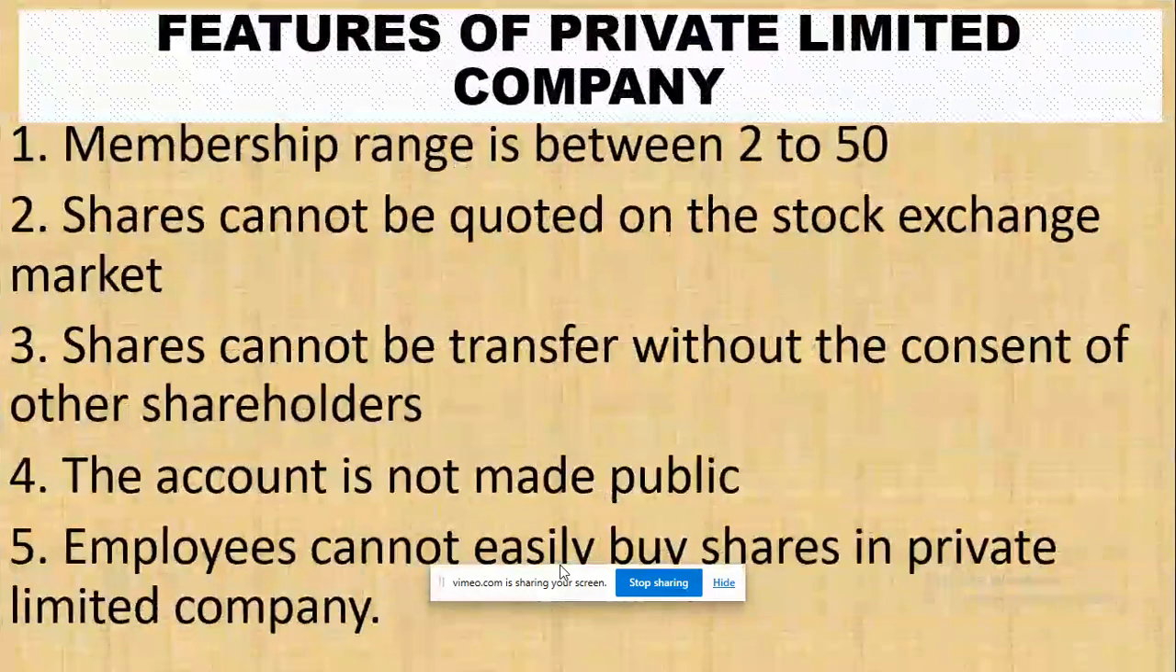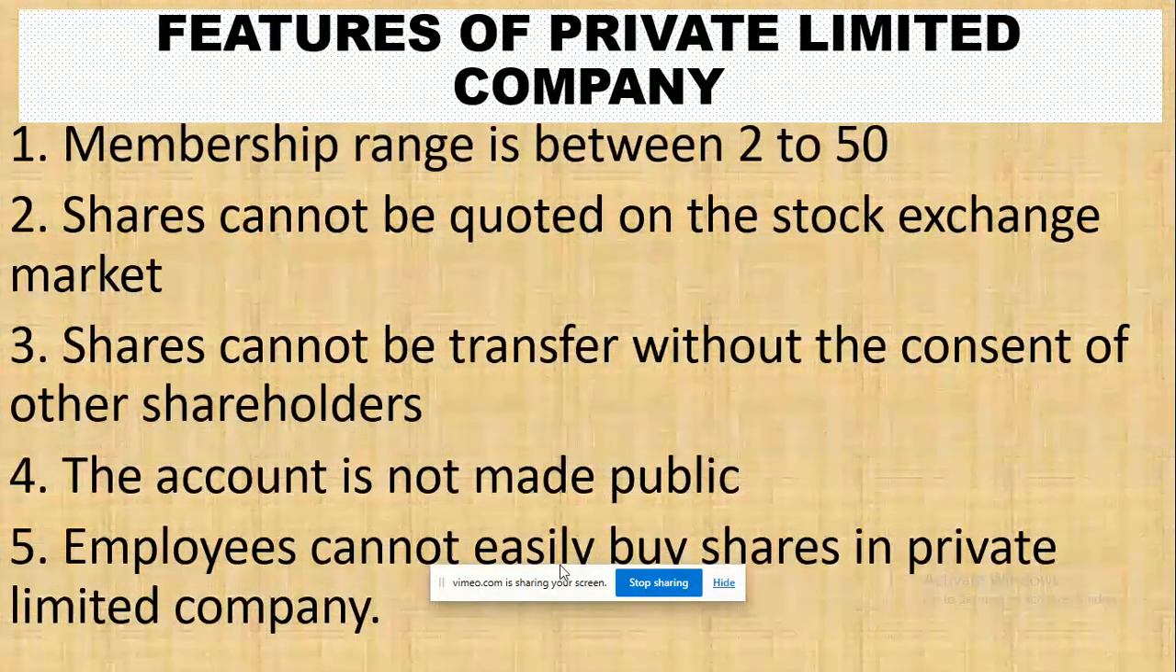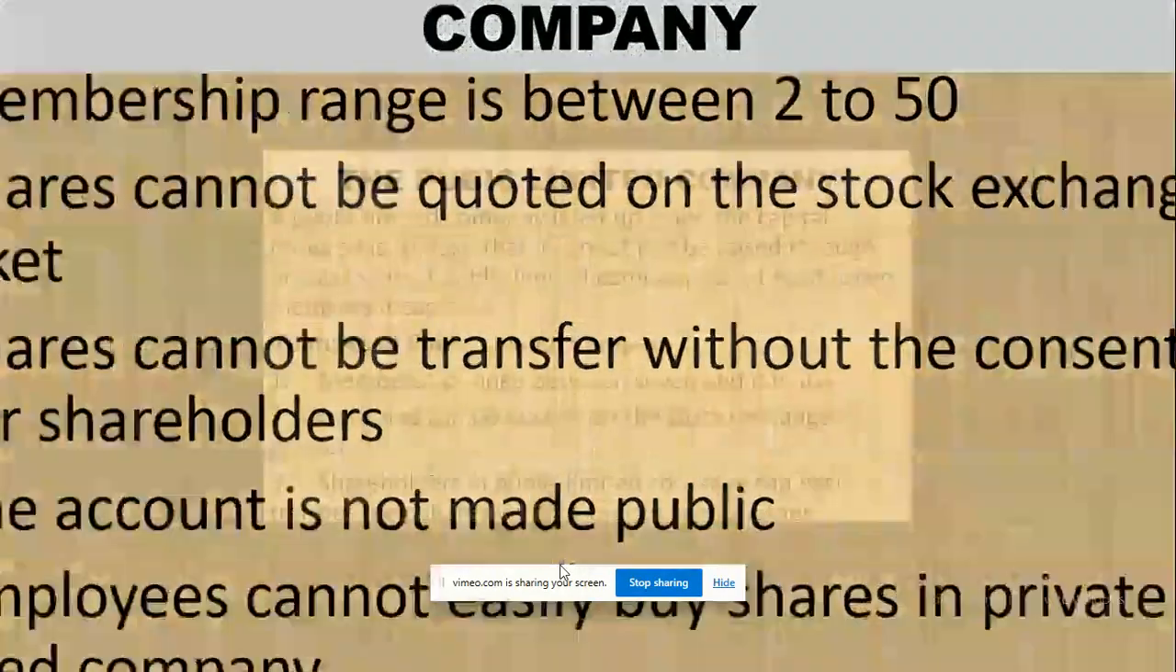Now, let's move to the characteristics of private limited companies. Membership range is in between 2 to 50. Take note, students. Shares cannot be quoted on the stock exchange market. Shares cannot be transferred without the consent of the other shareholders. The shareholders must come together and agree before they can transfer any of their shares. The account is not made public, because it is private. Then employees cannot easily buy shares in private limited companies. These are the features of a private limited company.